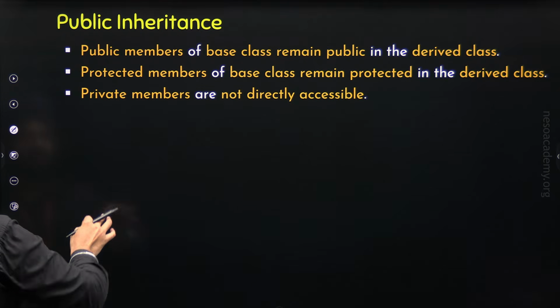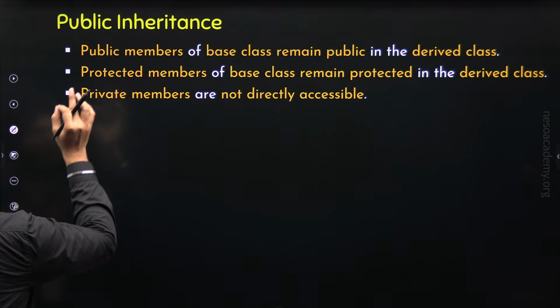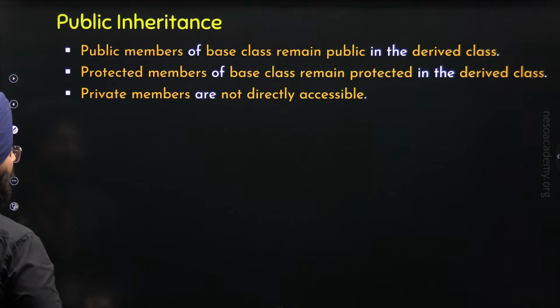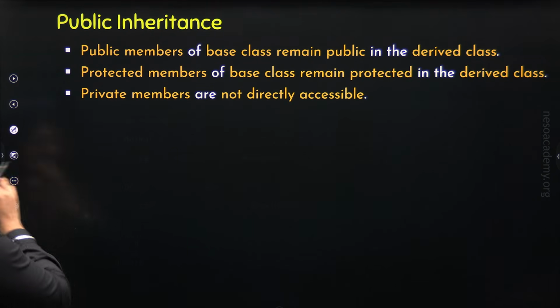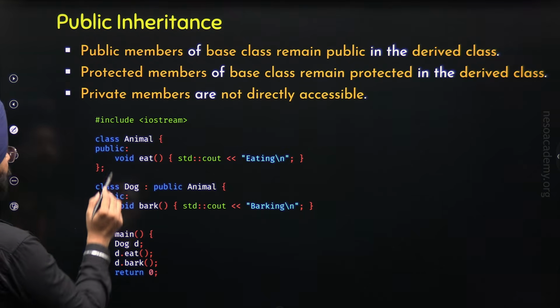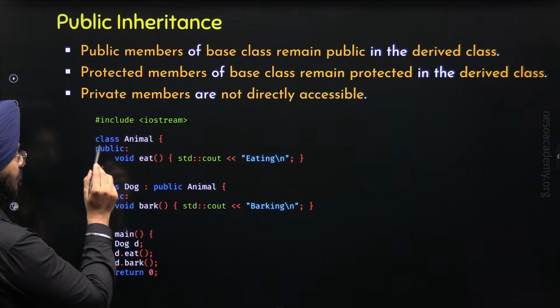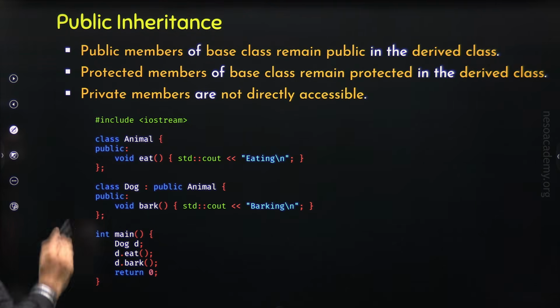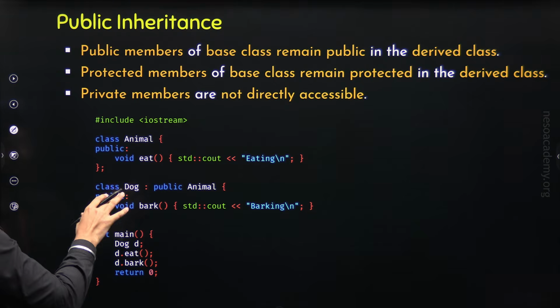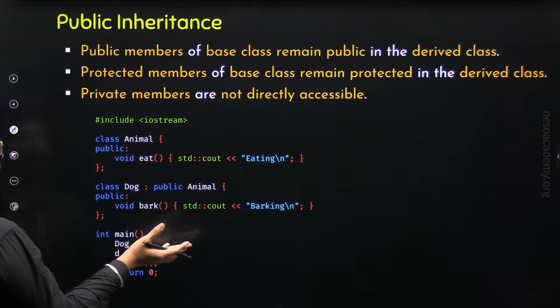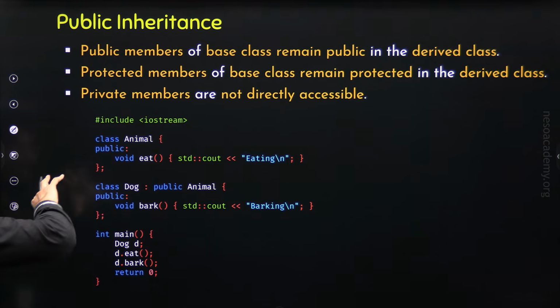Now, through an example, let's understand how to perform public inheritance, and let's also understand what is its significance. Here is the example program. Here I have defined the class animal with public member function eat that allows us to display eating on the screen. This means here I am mimicking the behavior of an animal eating something.